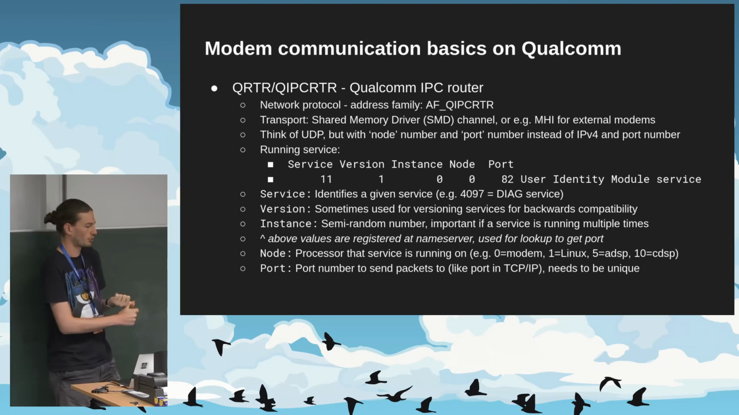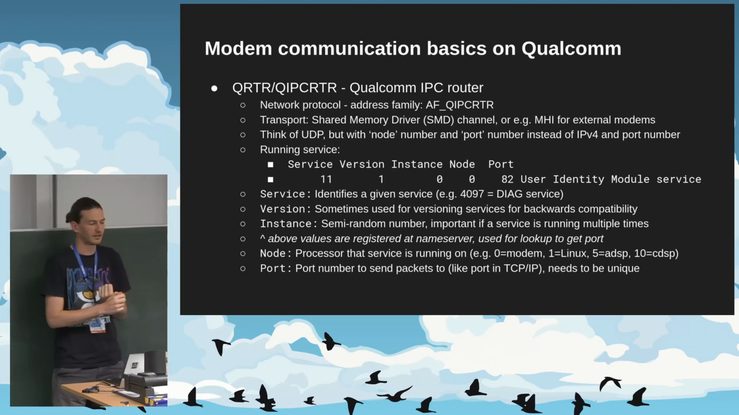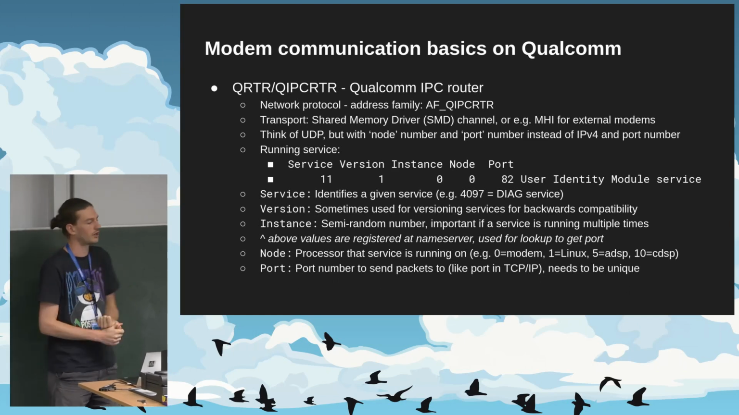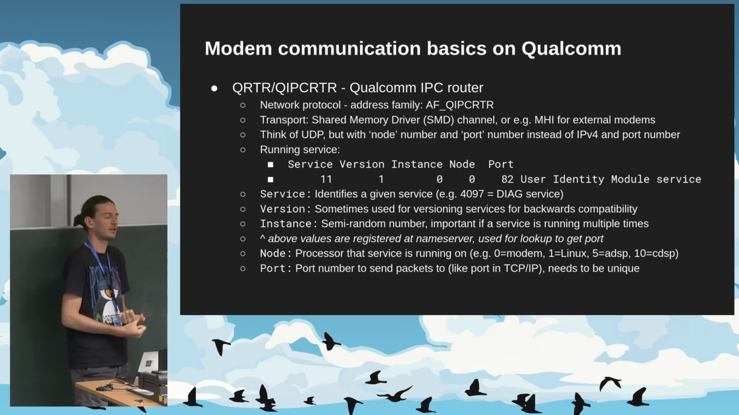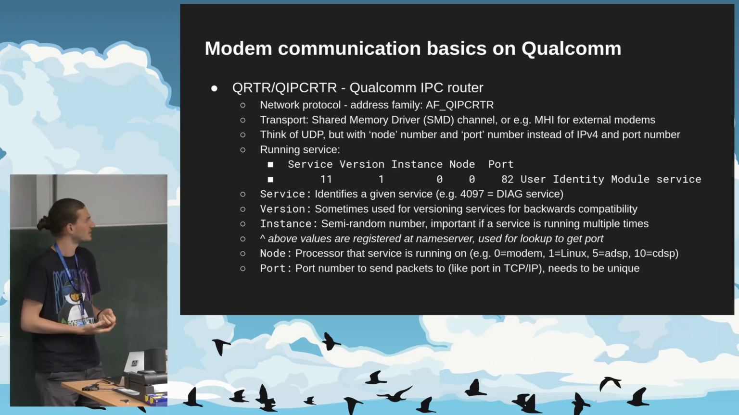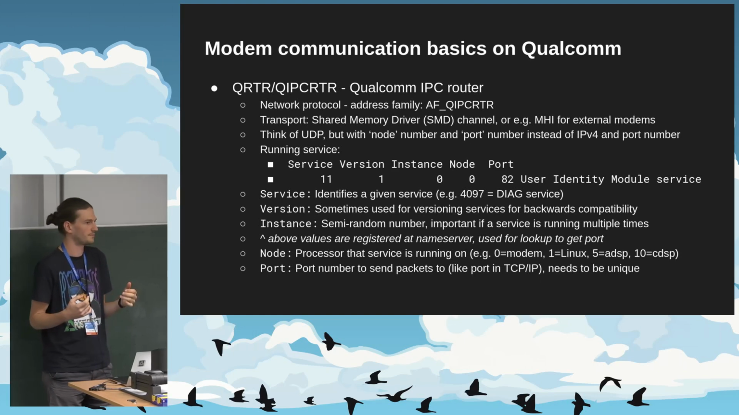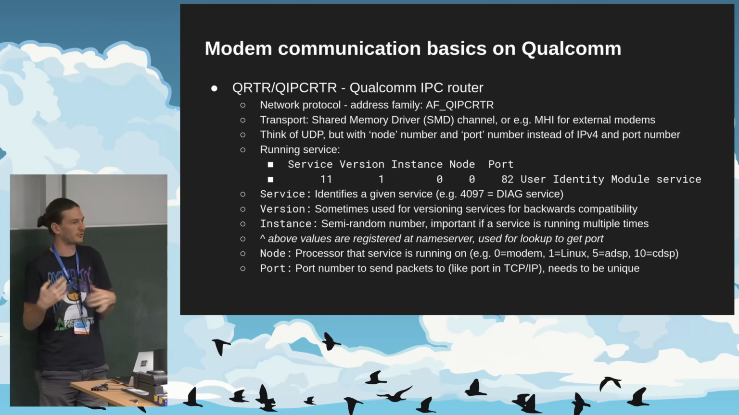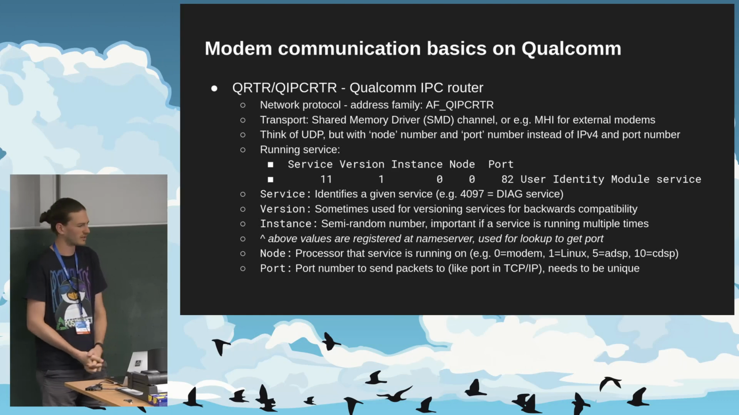So there's a service number, which just identifies a service. For example, the number 4097 is a DIAG service, so for diagnostic purposes. There's a version number, which is sometimes used for versioning things. It doesn't seem to be used very consistently. In theory, a service should be able to run with two different versions, so that a migration of the services can be possible more easily. But in practice, I don't think this is used very much.